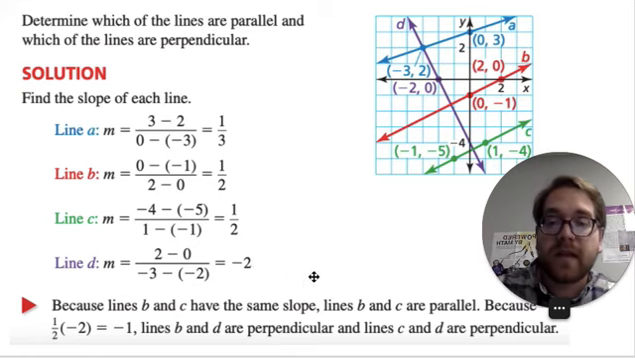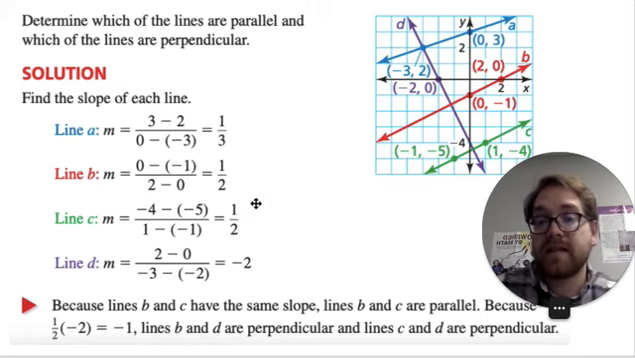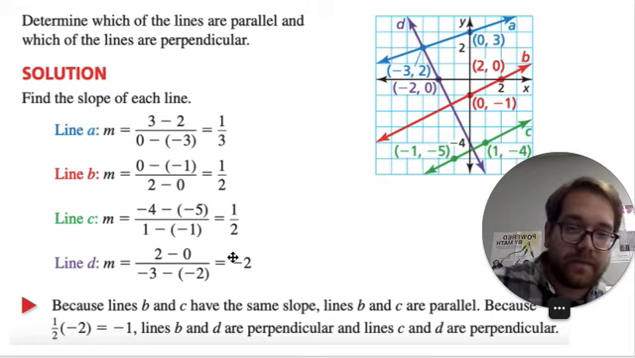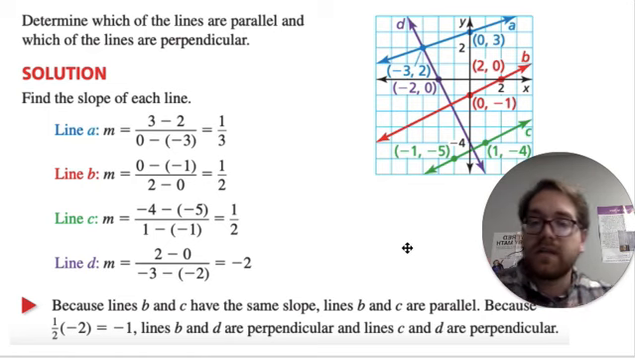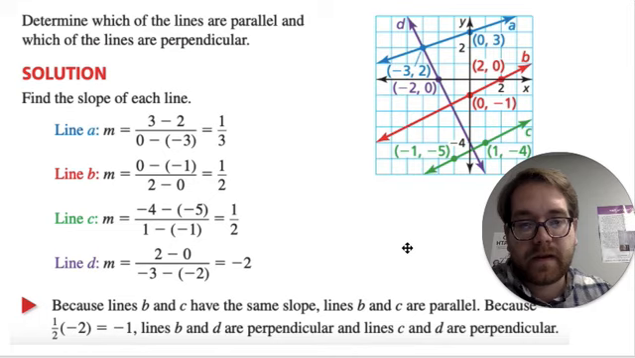So B and C are parallel to each other, and B and D are perpendicular to each other. And since C also has a slope of 1/2, it'd be the same thing. It's parallel to B, and it's perpendicular to D. Okay? And so you can see here the final answers down here. Which lines are parallel? If they have the same slope, they're parallel. Negative reciprocal slopes, they are perpendicular.